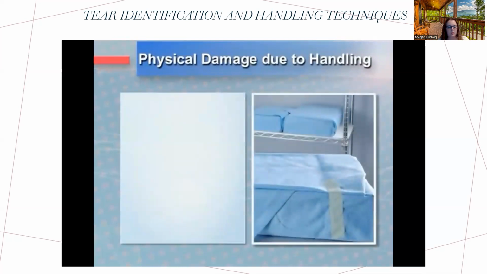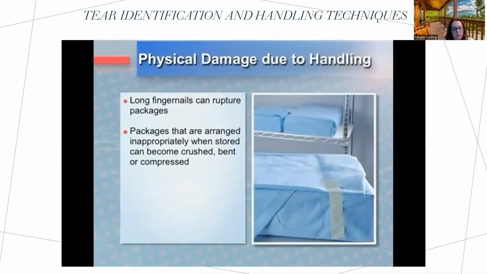Other examples of improper handling include manipulating wrap packages with long fingernails that can rupture the package material, inappropriate storage resulting in crushed, bent, or compressed packages, and dropping packages. Dropped packages should be considered contaminated even if no damage is apparent, since the jarring and compression on landing can force dust and airborne microorganisms into the package.